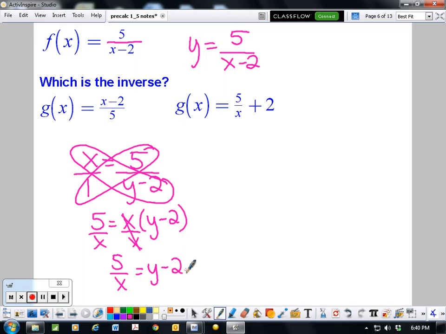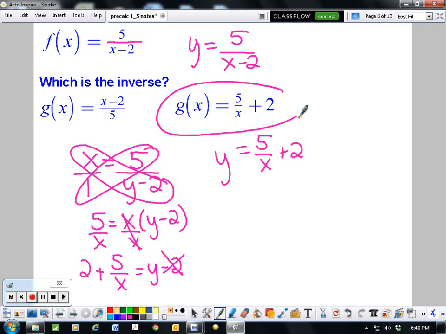And then to get y by itself, I add 2 to both sides. So now I get an equation of y equals 5 over x plus 2. So it looks like this is the inverse of our function. And we have several things that we have to be careful of. In our original equation, we have x can't be 2. And in our new equation, we have x cannot be 0. So some restrictions to think about there.